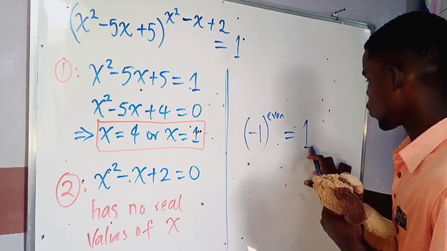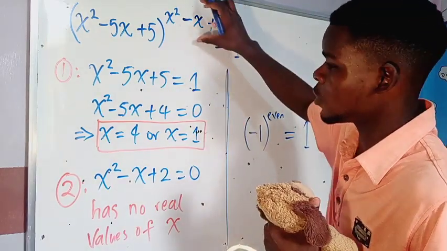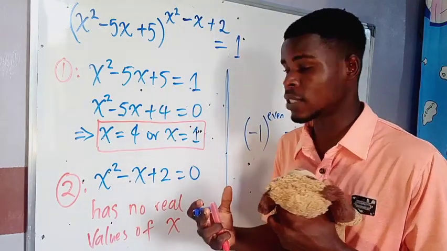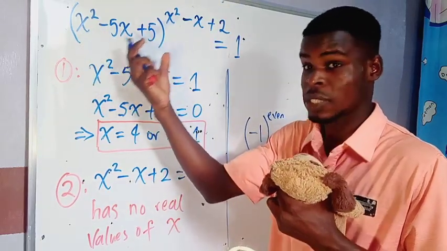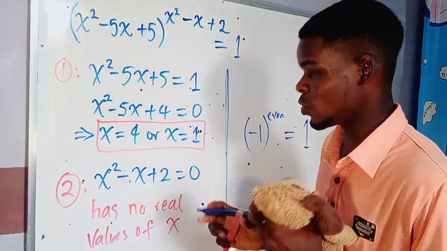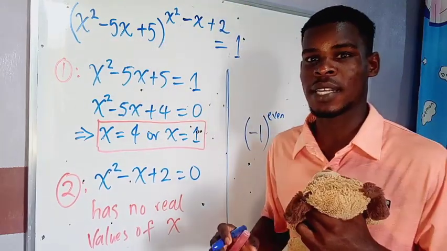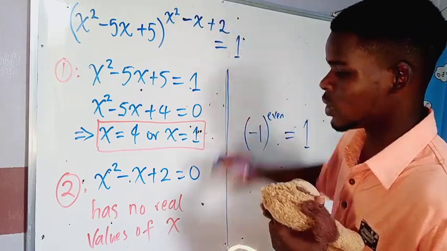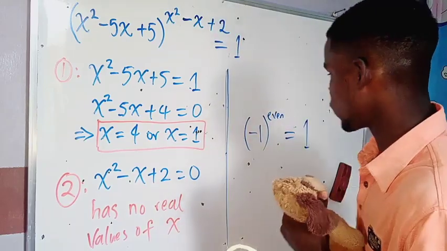So the only thing we need to know is, does this power remain even for all values of x, or maybe for all integer values of x? If that is the case, that means that this base here will just be negative 1. We won't have an issue, because if we raise negative 1 to an even power, we will still have 1 on the right hand side. So the only thing we need to do right now is to investigate the power to see if it will remain even for all whole integer values of x.